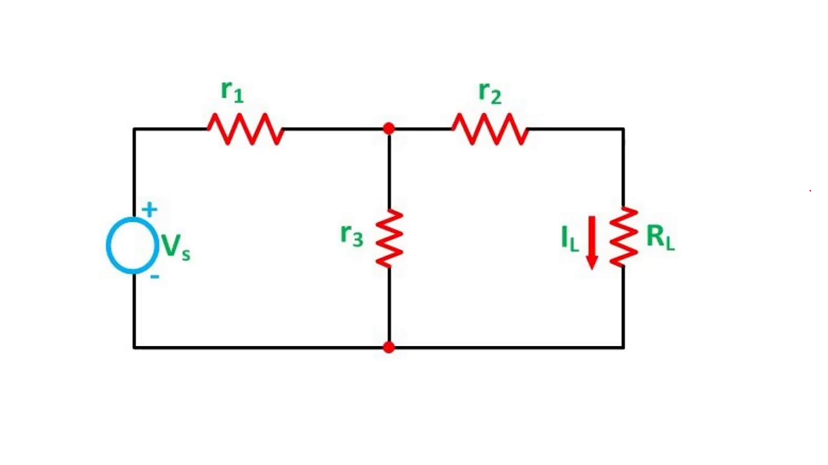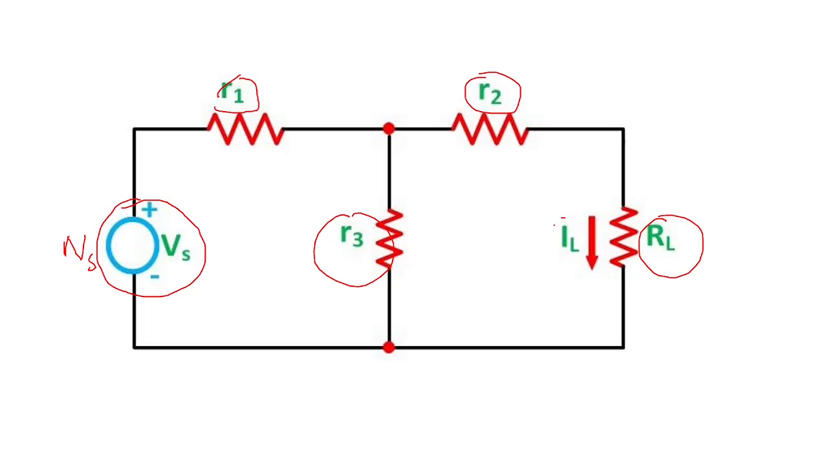Now one more example we'll take so that we can understand. Let's have a voltage source as shown. This is the voltage source Vs. Then you have a resistance R1 here, resistance R2 here, resistance R3 here, and this is the load resistance, and this is the current flowing through the load resistance.